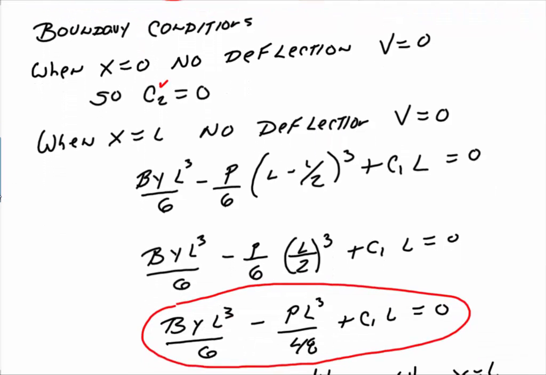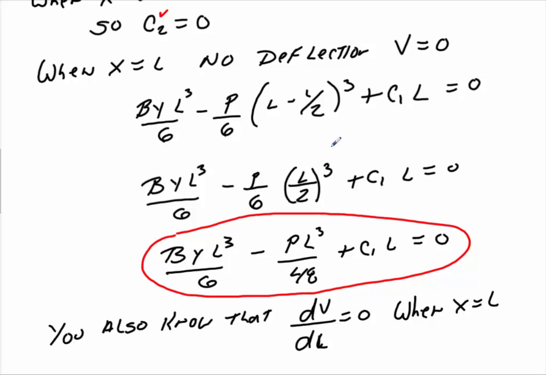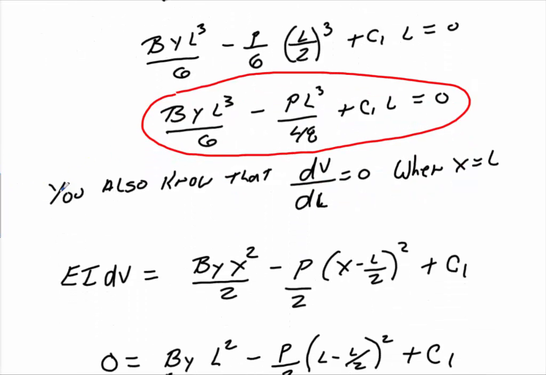And that's basically the one I'm going to work with. I just simplified as much as I possibly could. I ended up getting this equation here. Now, as noted, I said earlier that we know that dV over dL is equal to 0 when x is equal to L. So we do know that.